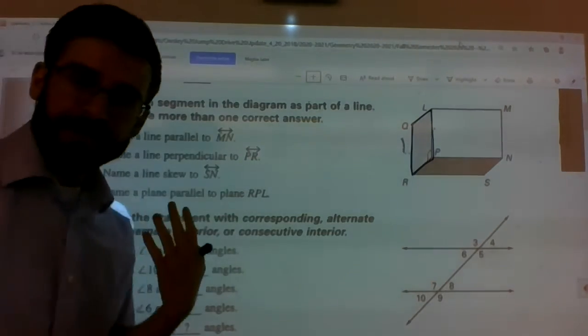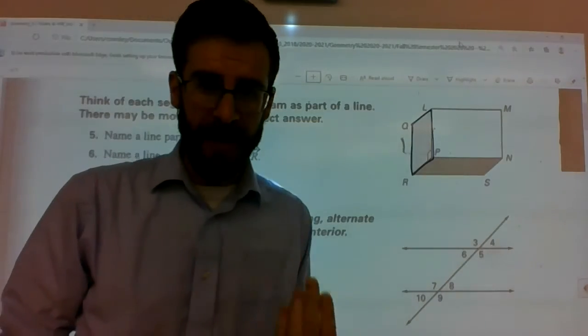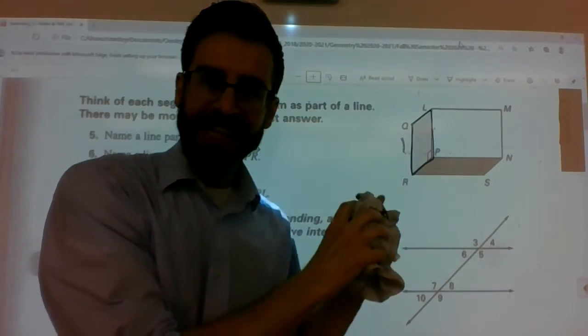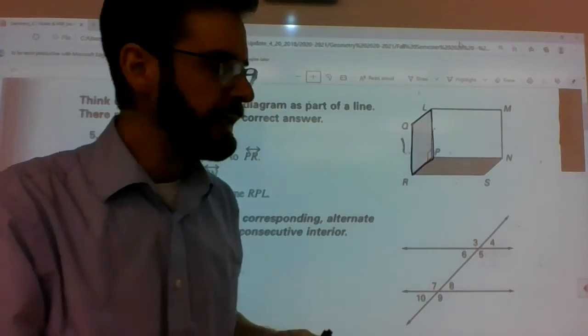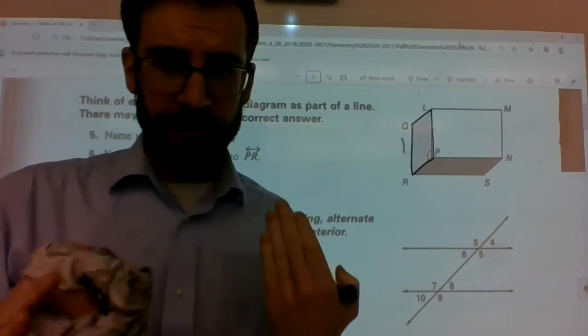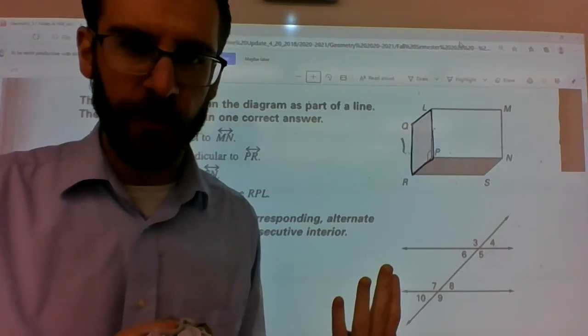And again, I hope you guys are doing this on a separate piece of paper so that you can use this as a clear, clean visual, and it's not just a cluttered space that you can't really rely on when you're doing your homework.